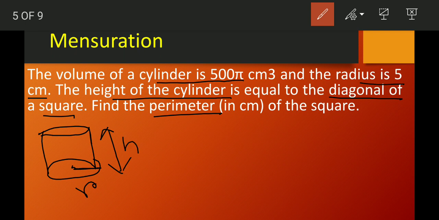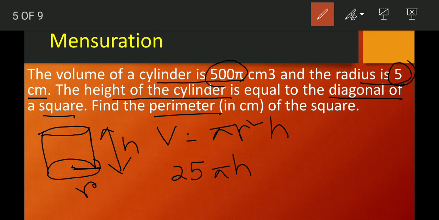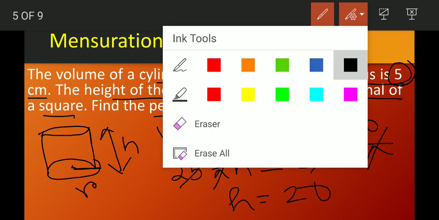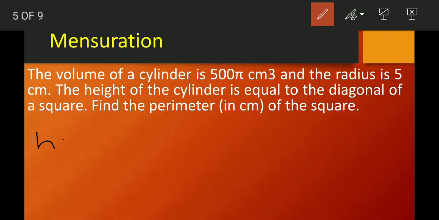Now the formula for its volume is pi r square h. If we put the value of r, which is 5, we can write it as 25 pi h, but in this question the volume is given as 500 pi, therefore it is equal to 500 pi. So we can easily find the value of h as 20. Now this h, which is equal to 20, is equal to the diagonal of a square.